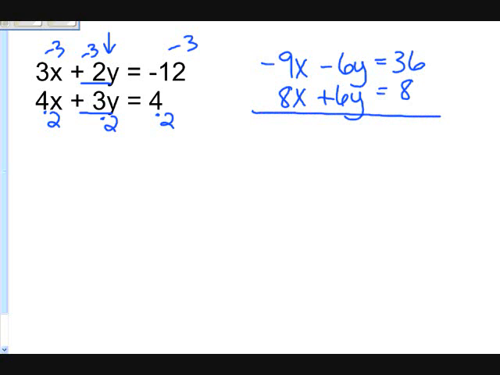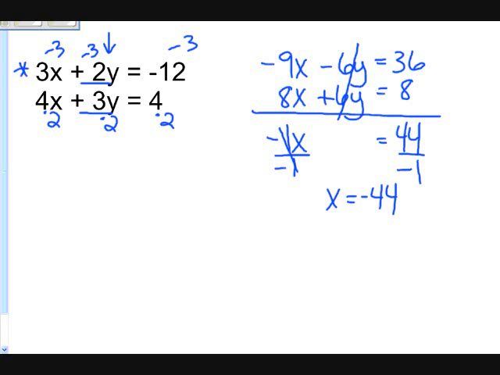My y's will now eliminate, and we're left with negative 1x is equal to, and that would give me 44. Divide both sides by negative 1, and x is equal to negative 44. Once again, that is just my x coordinate. So I'm going to plug this back in. I'm going to plug it into my top equation.